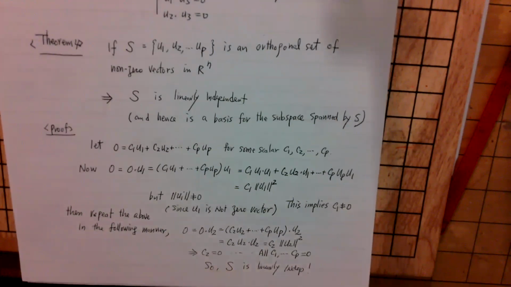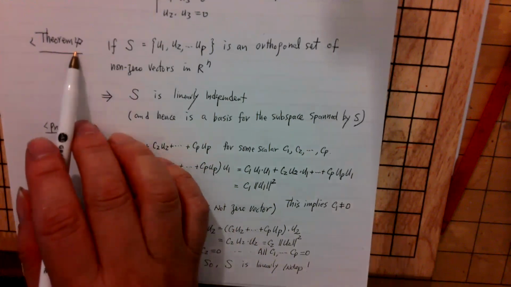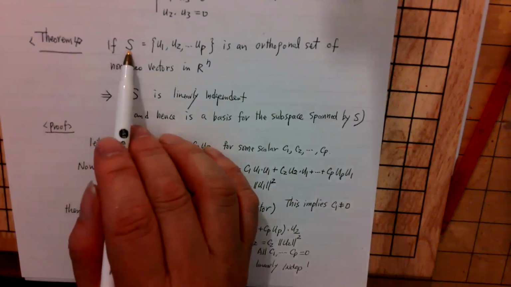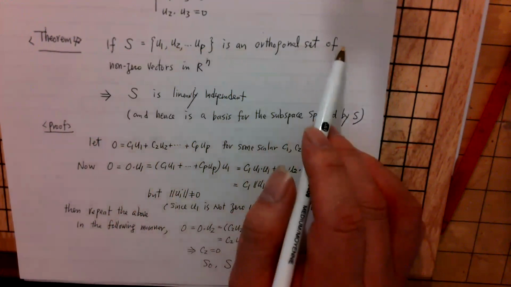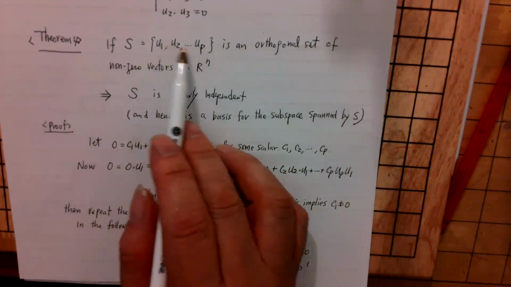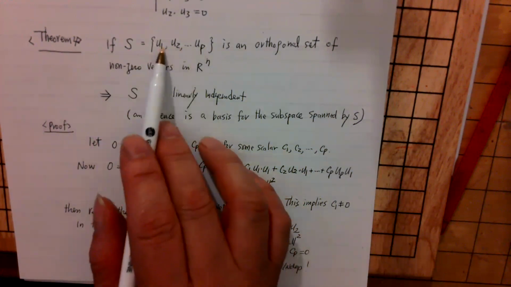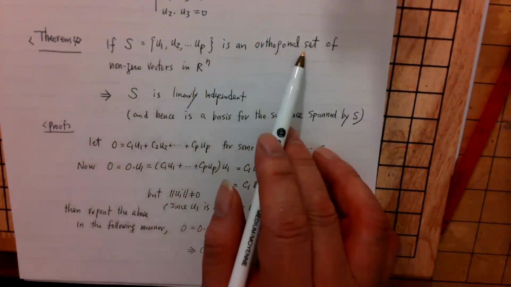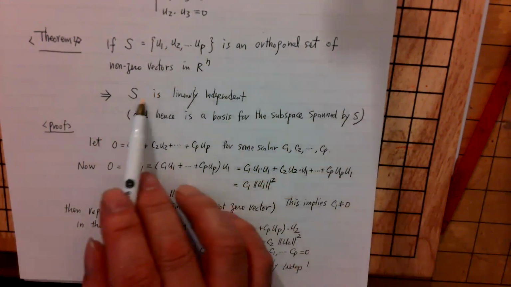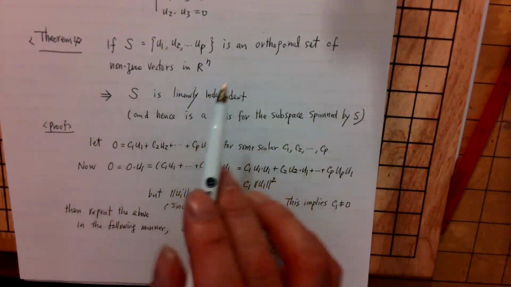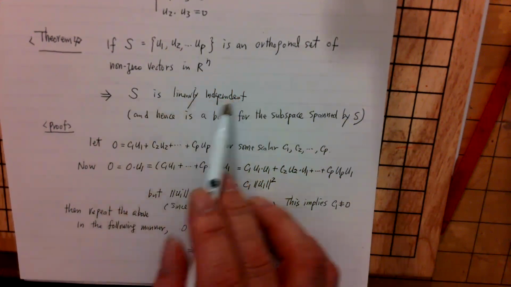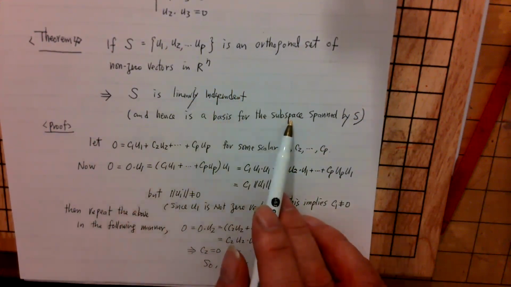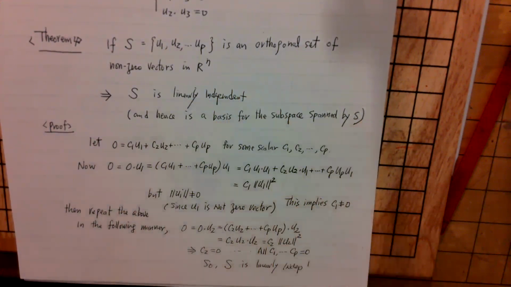Now, the important one is this one. If I tell you S is u1, u2, up to up, an orthogonal set of non-zero vectors in Rn, then we can claim S is linearly independent, and hence is a basis for the subspace spanned by S. Now how are we going to prove this?